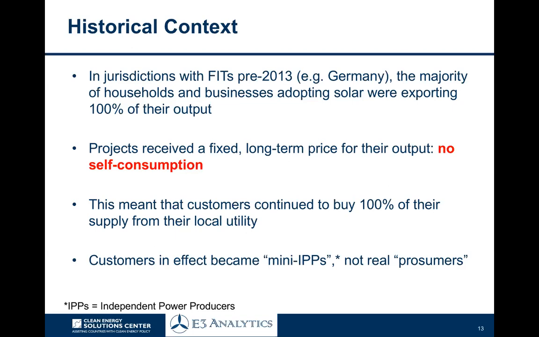In jurisdictions that had feed-in tariffs, this wasn't really an issue because customers were not self-consuming. Under feed-in tariffs, customers exported 100% of their output to the grid, and they received a fixed long-term price for that supply. This meant that customers continued to buy 100% of the electricity from their utility. So under feed-in tariffs, as for example in Germany and other places, customers became mini IPPs, or mini independent power producers, not true prosumers, because they were not consuming their own on-site generation. They were selling 100% and buying 100% from the utility. This is what is sometimes called a buy all, sell all arrangement.